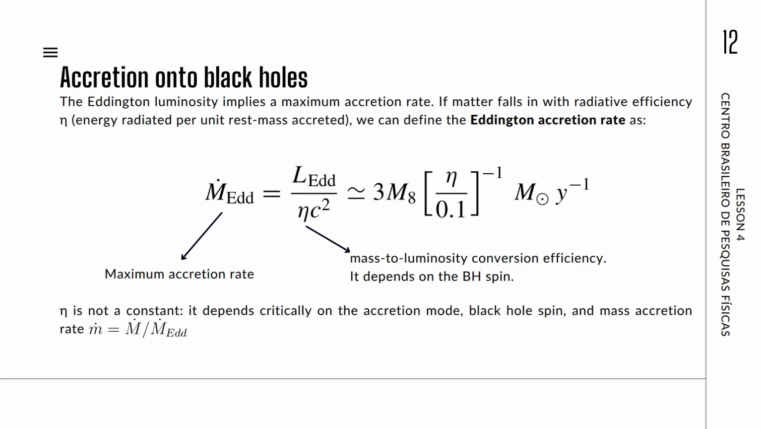And a very common way to refer to accretion rates is to write them like this: the accretion rate of this black hole is some number divided by the Eddington accretion rate. Okay.